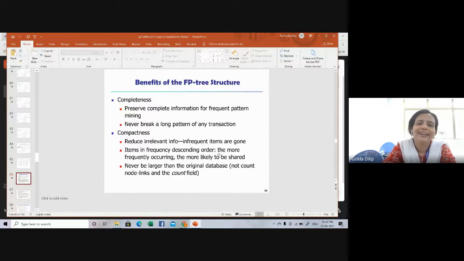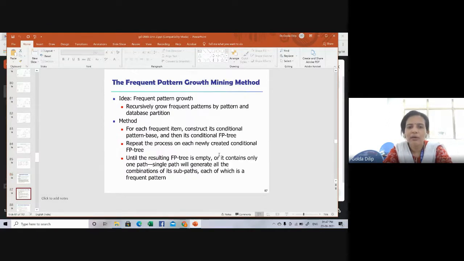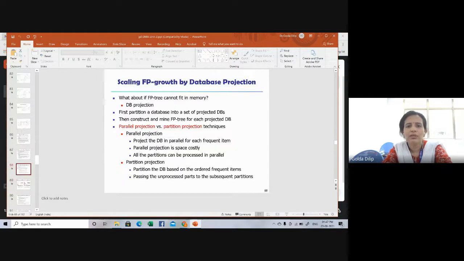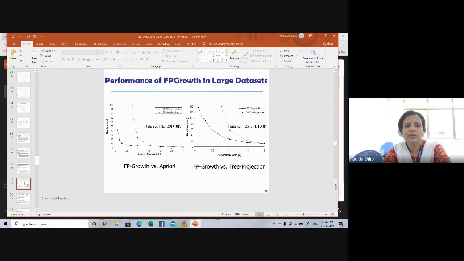Okay, right. So these are the benefits. Benefits I have already told you. Preserving the complete information, never breaking a long pattern of any transaction. It's compact. You're reducing all the irrelevant information, that is, infrequent items are gone. You're not taking that into consideration. So that's what I have explained. This is the performance of FP growth versus Apriori.